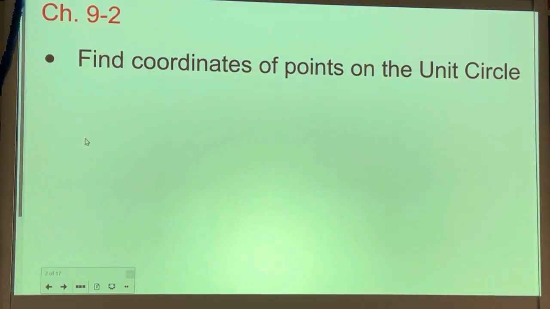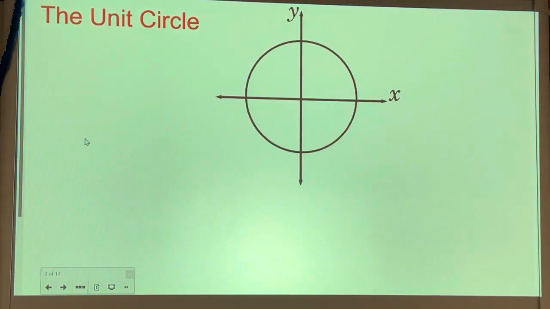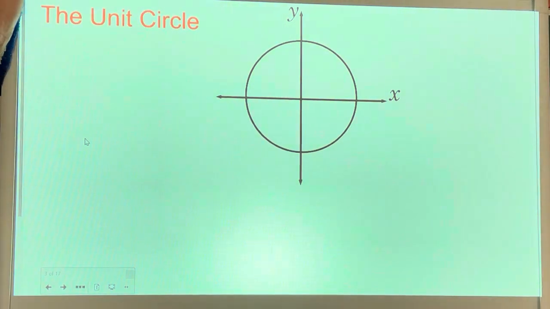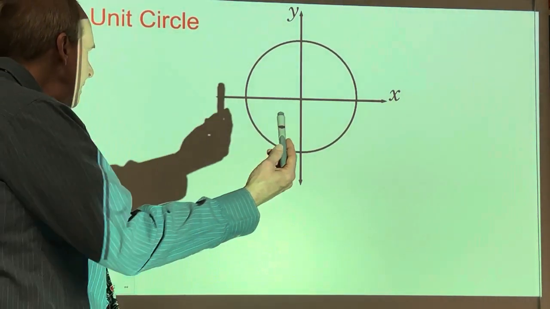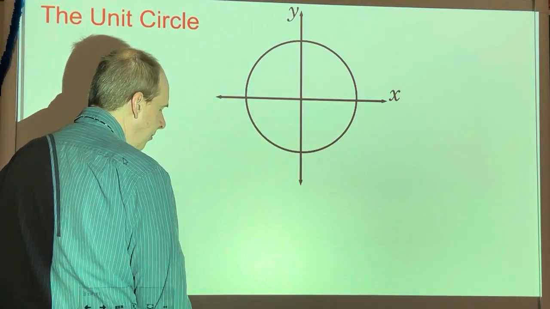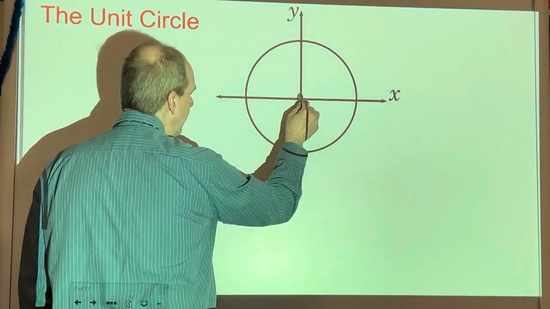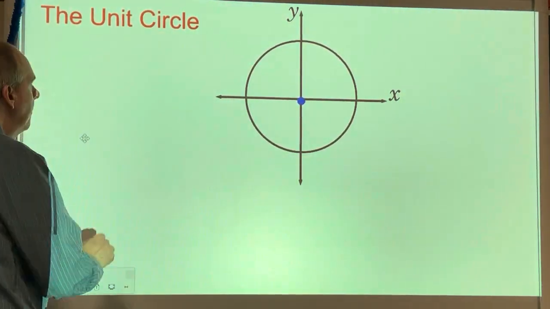Let's go ahead and hop into our notes. Today we're in Chapter 9, Section 2, finding coordinates of points on the unit circle. So our unit circle, we have to keep in mind, is just that. It is a circle. And if you think about a circle on an XY plane, then where is the center of this circle? Well, it'd be right here at 0, 0.